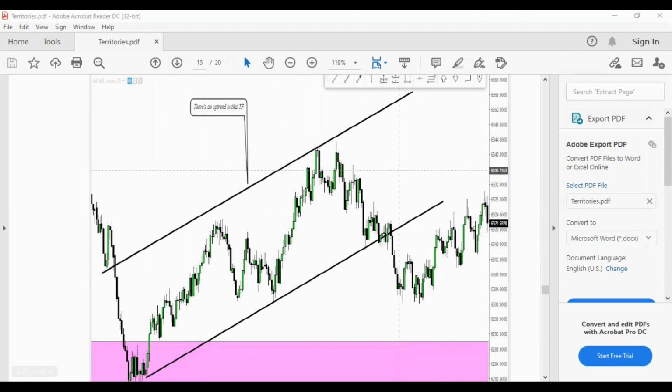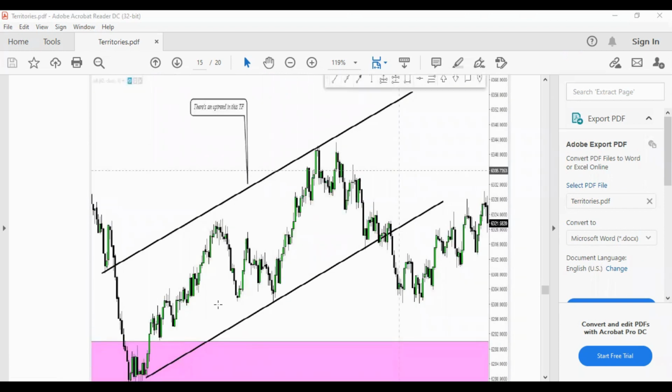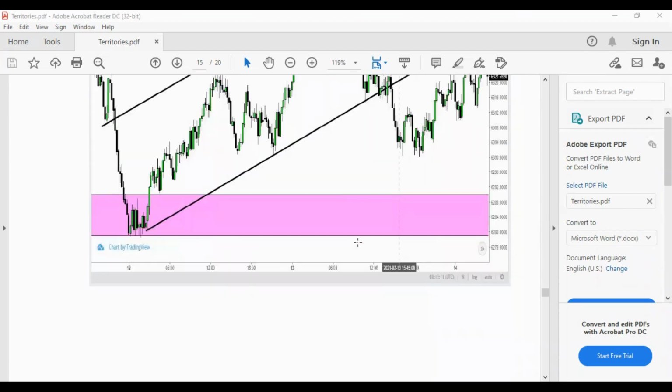But you can still buy this. You can still buy this price, but just have to keep in mind that you're still in the seller's market because price is making lower lows and lower highs in the bigger picture. So you can see this is an uptrend. There's an uptrend in this time frame. Then you see nicely, this is a nice ascending channel. This is a nice ascending channel.